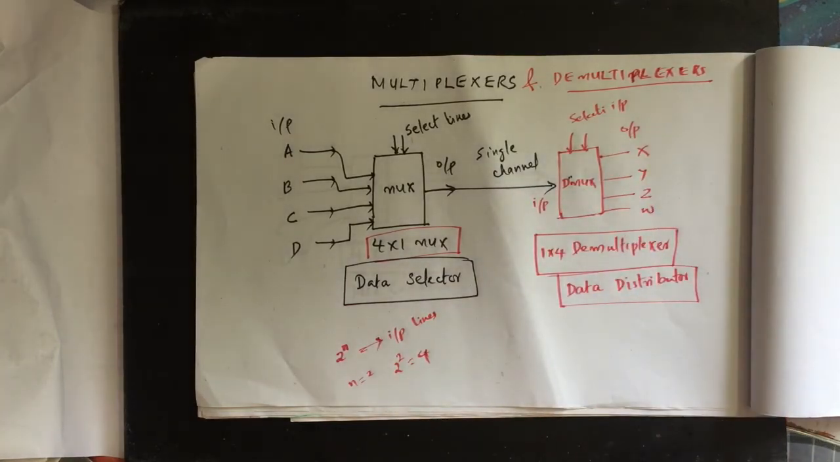We will learn regarding this in the next session. So this is the basic concept of multiplexer and demultiplexer. It is of much importance, with many applications in modern communication and data communication.